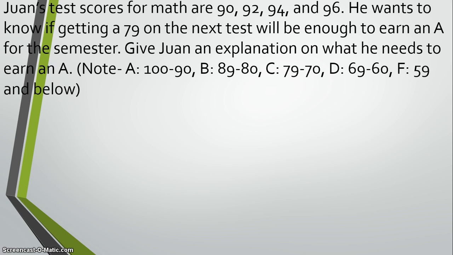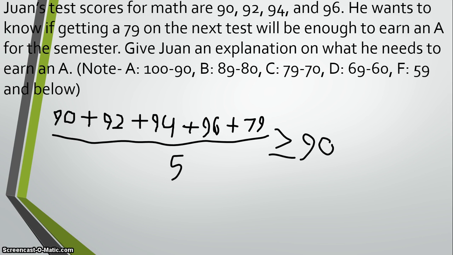So basically, the stuff in the parentheses is just explaining what grade he would get if he were to get that number. So what we need to do is put all of his test scores together and add them all up, and since we want him to get an A, we want him to at least get 90. So bam. And also I forgot to mention, we're dividing it by 5 since there's 5 test scores.